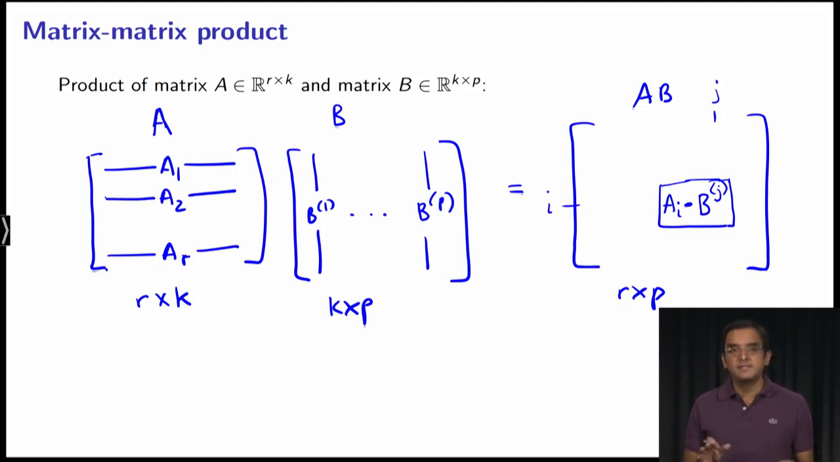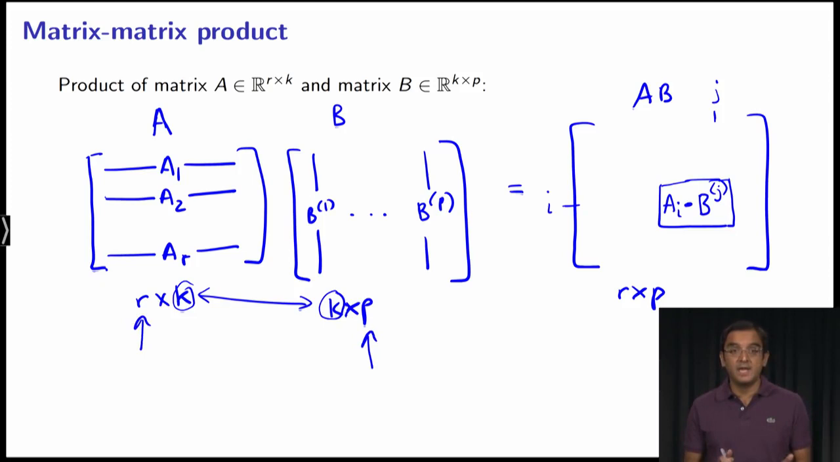Now what this means is that if you want to multiply two matrices, the inner dimensions of the two matrices have to agree. We need a K in both these positions. And the product matrix, the size of that matrix is given by the outer dimensions.